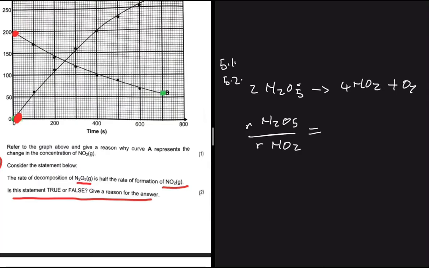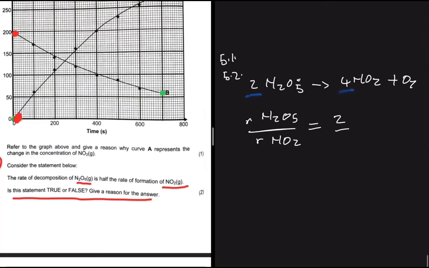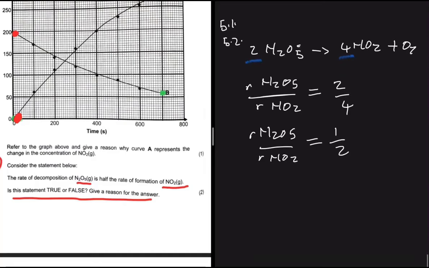Here we have 2 for N2O5 and here we have 4 for NO2. So we're going to have 2 divided by 4, and then the rate of N2O5 divided by the rate of NO2 will clearly be equal to 1 divided by 2, right? That is the same as 2 divided by 4.